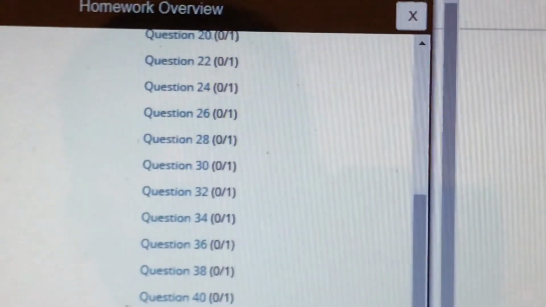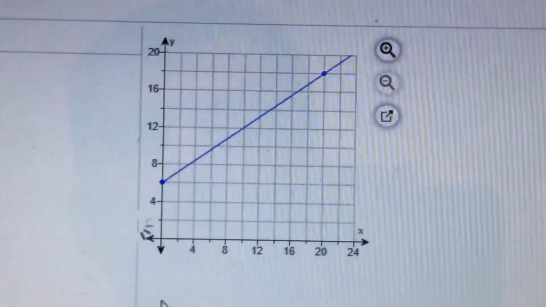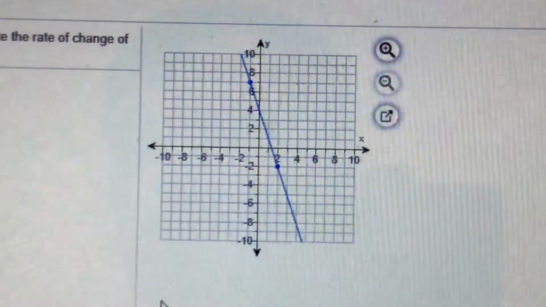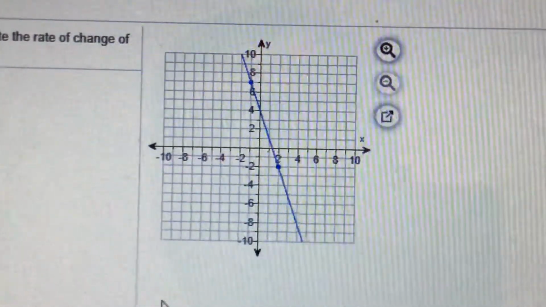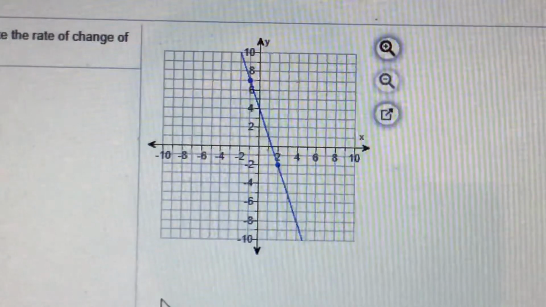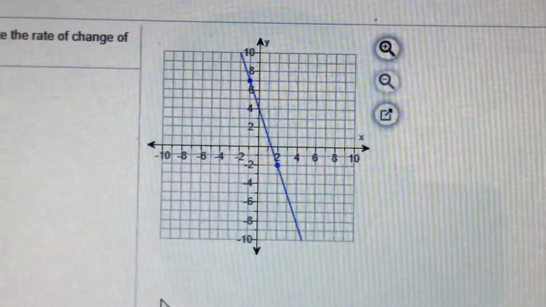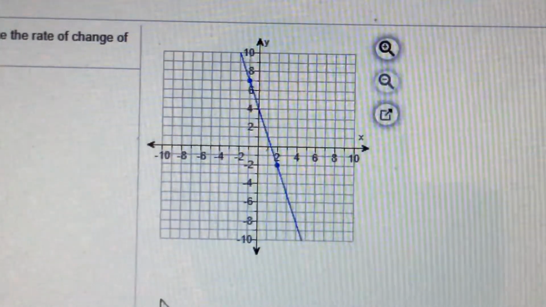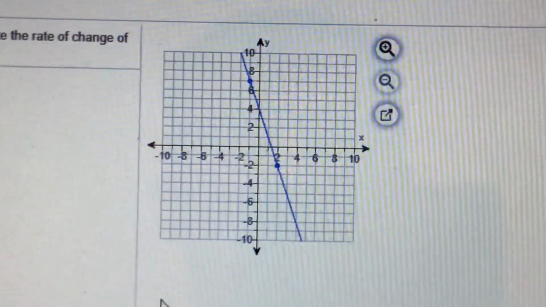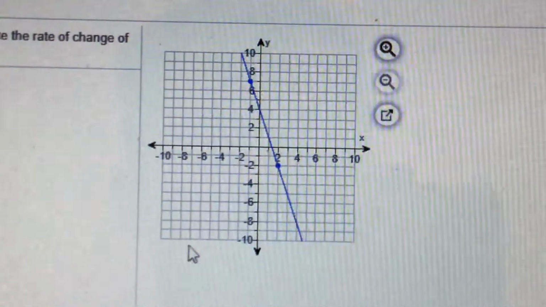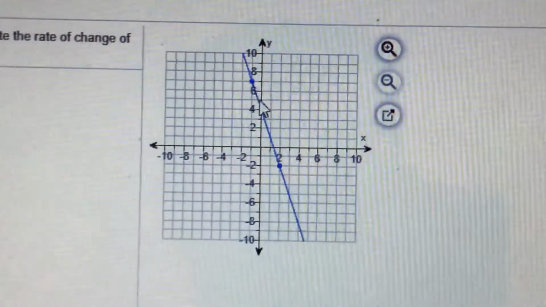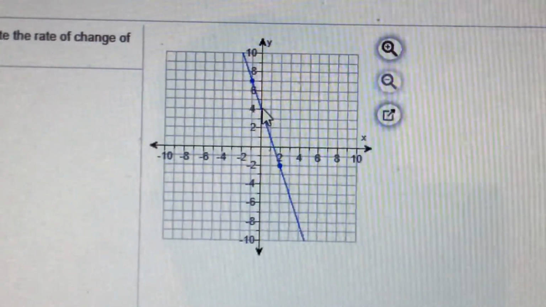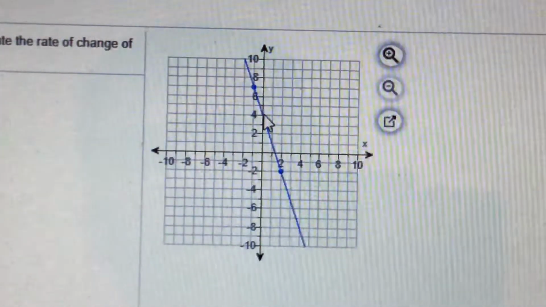40. All right, so they want to know which equation that they have given us matches it. They have multiple choice. Well, first of all, let's find our y-intercept or our initial value. So that's where our line hits the y-axis. So 4. So we're looking for a y-intercept of 4.